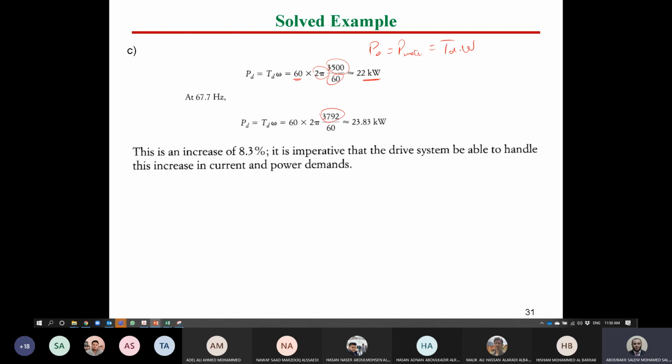So this is our speed now, 3792. This is the speed at the maximum frequency, and as you can see, this is the output power at maximum frequency. So the maximum power, or the power delivered to the load at the higher frequency, will be increased compared to the output power at 60 Hertz. Okay, this is due to an increase of around 8% in frequency shift.